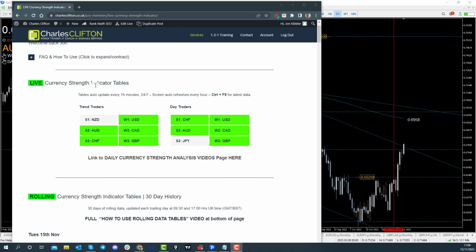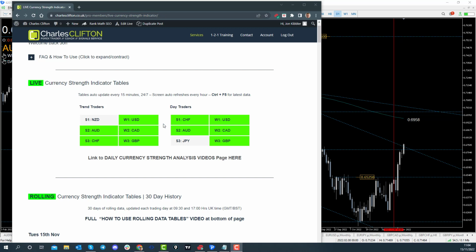Here you can see we have the live currency strength indicator tables in front of us. We have two types of tables: the trend traders and the day traders table. These are the same studies, just highlighting different time frames. So trend traders is our higher time frame and our day traders is our lower time frame.